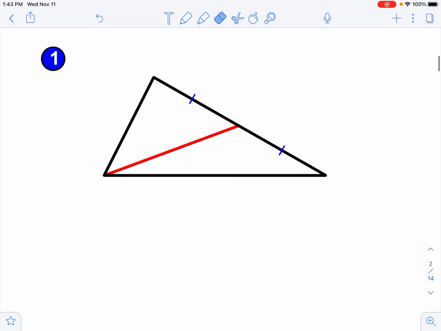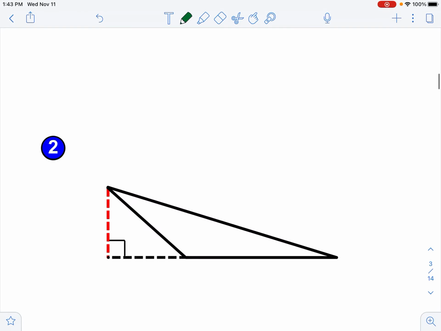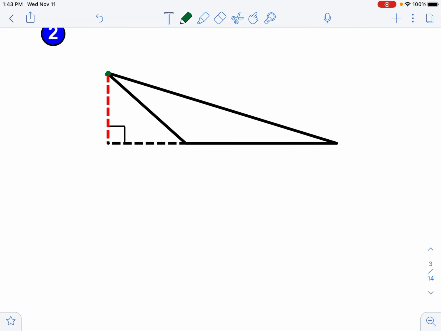Okay, so if you look at what this one does, it comes from the vertex, hits the opposite side, and gives you 2 congruent segments. That's what a median is. So this is a median. If you look at this one right here, comes from a vertex, hits the opposite side, and makes right angles. So that's an altitude.